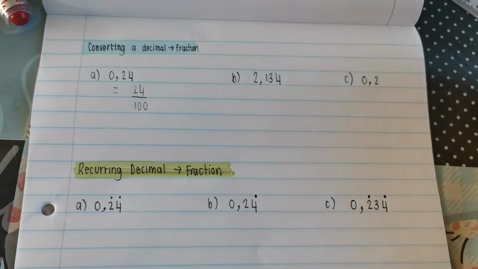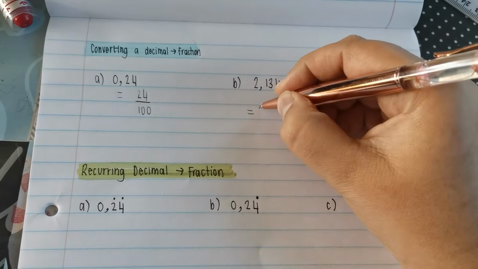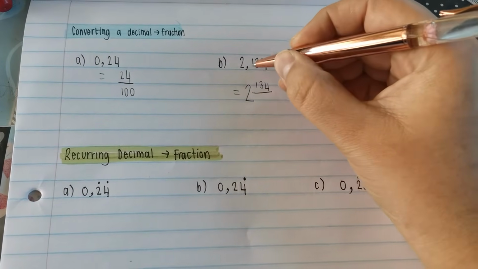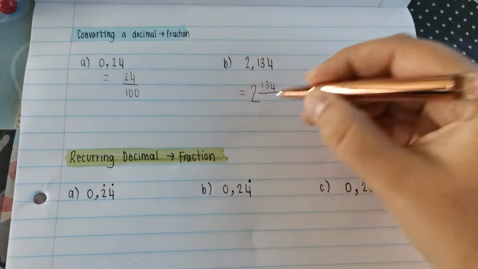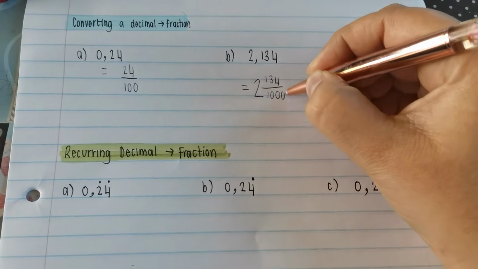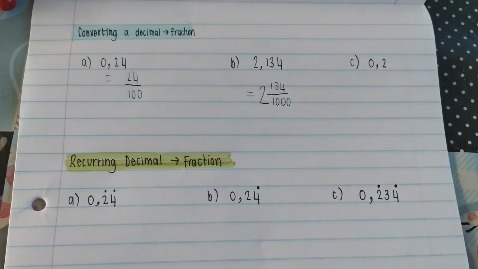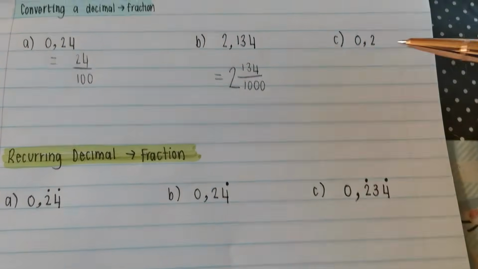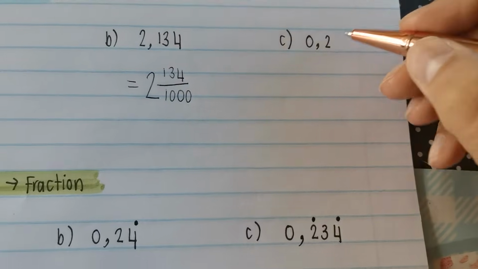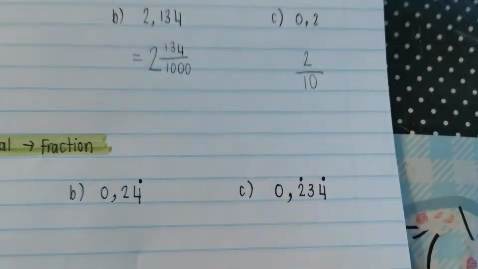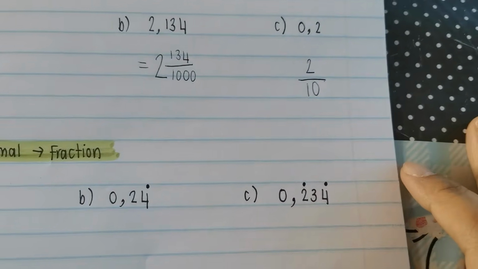If you have something like this, for example, this means it's 2 wholes and then 134 over 1000, because there are 3 places after the decimal, 3 zeros. And then you can simplify it. What goes into 134 and into 1000? Then you can simplify it like that. Same thing over here. If it's only one decimal after it, it's just 2 out of 10. That's pretty straightforward. It's easy.